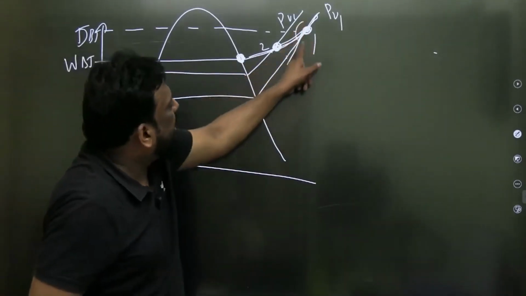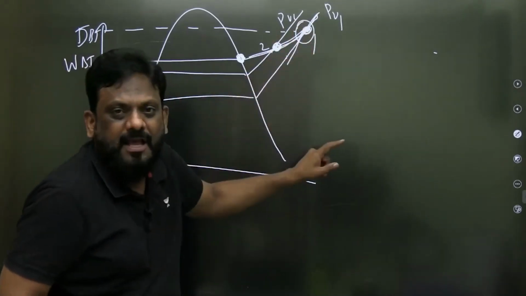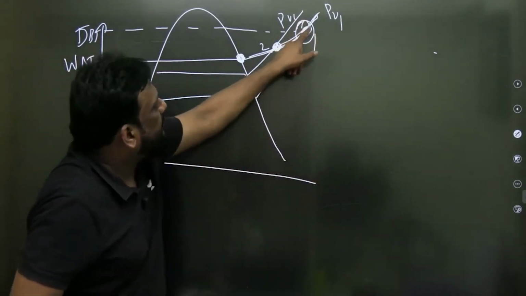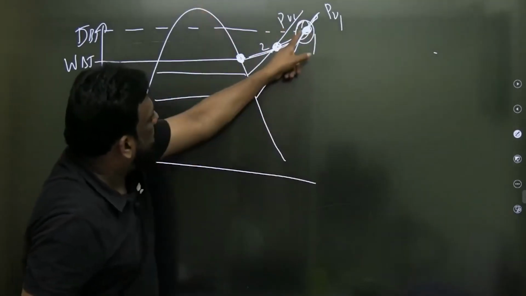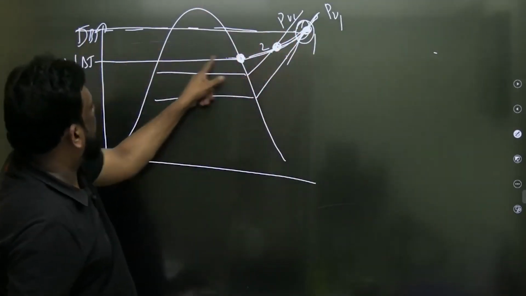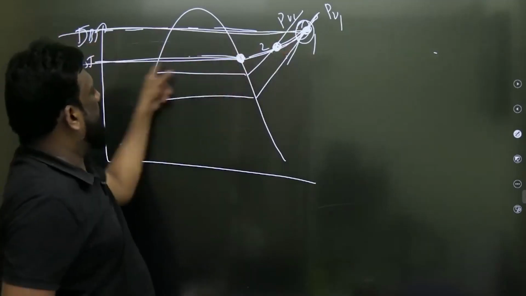When unsaturated air is flowing over the wet cloth, this is unsaturated and this is saturated. Dry bulb is more, wet bulb is less.